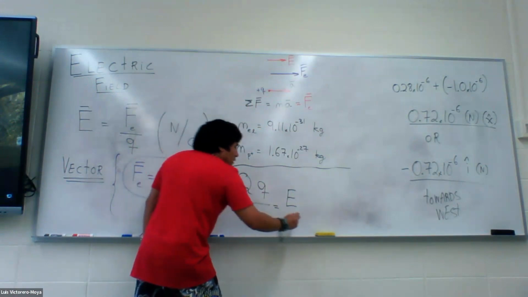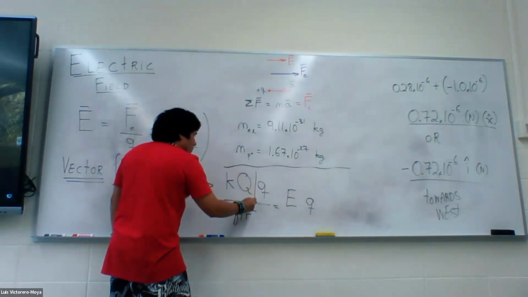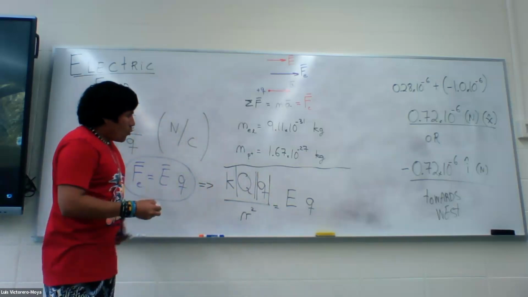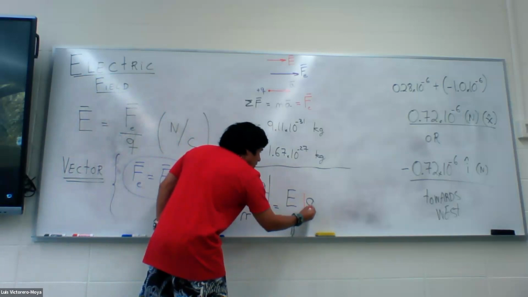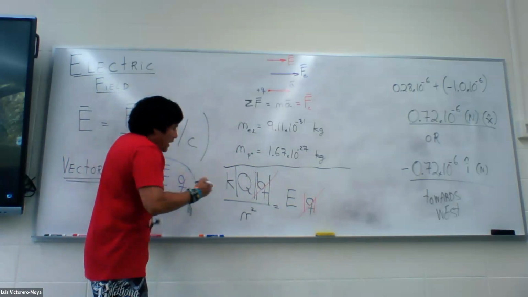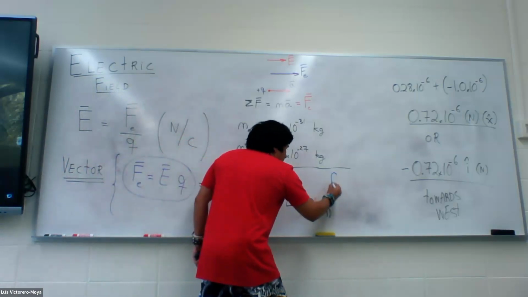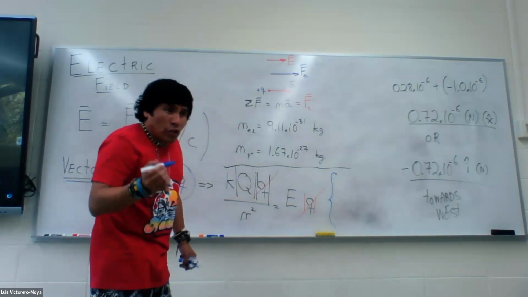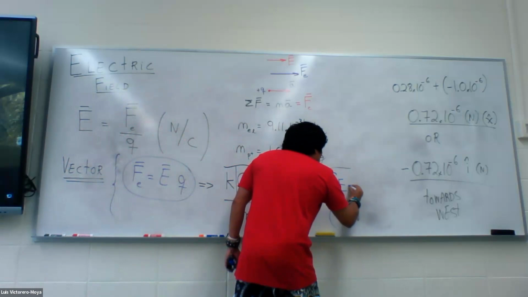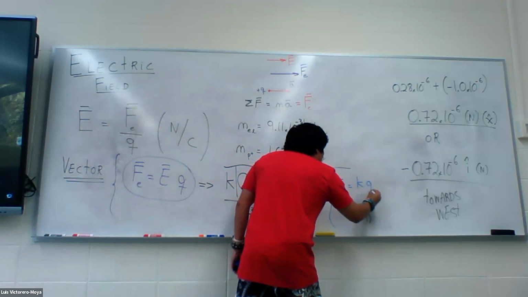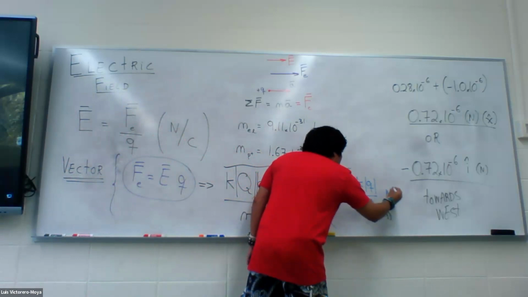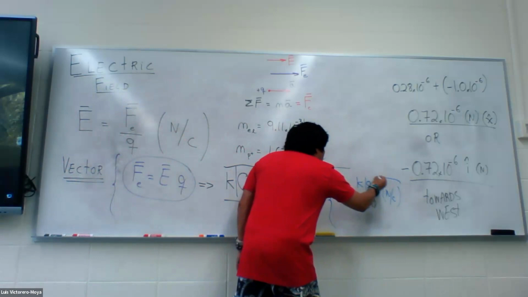The magnitude of E, we can cancel the Q's. And there you are. The equation for electric field due to a point charge is KQ over R squared. Newtons per coulomb are the units.